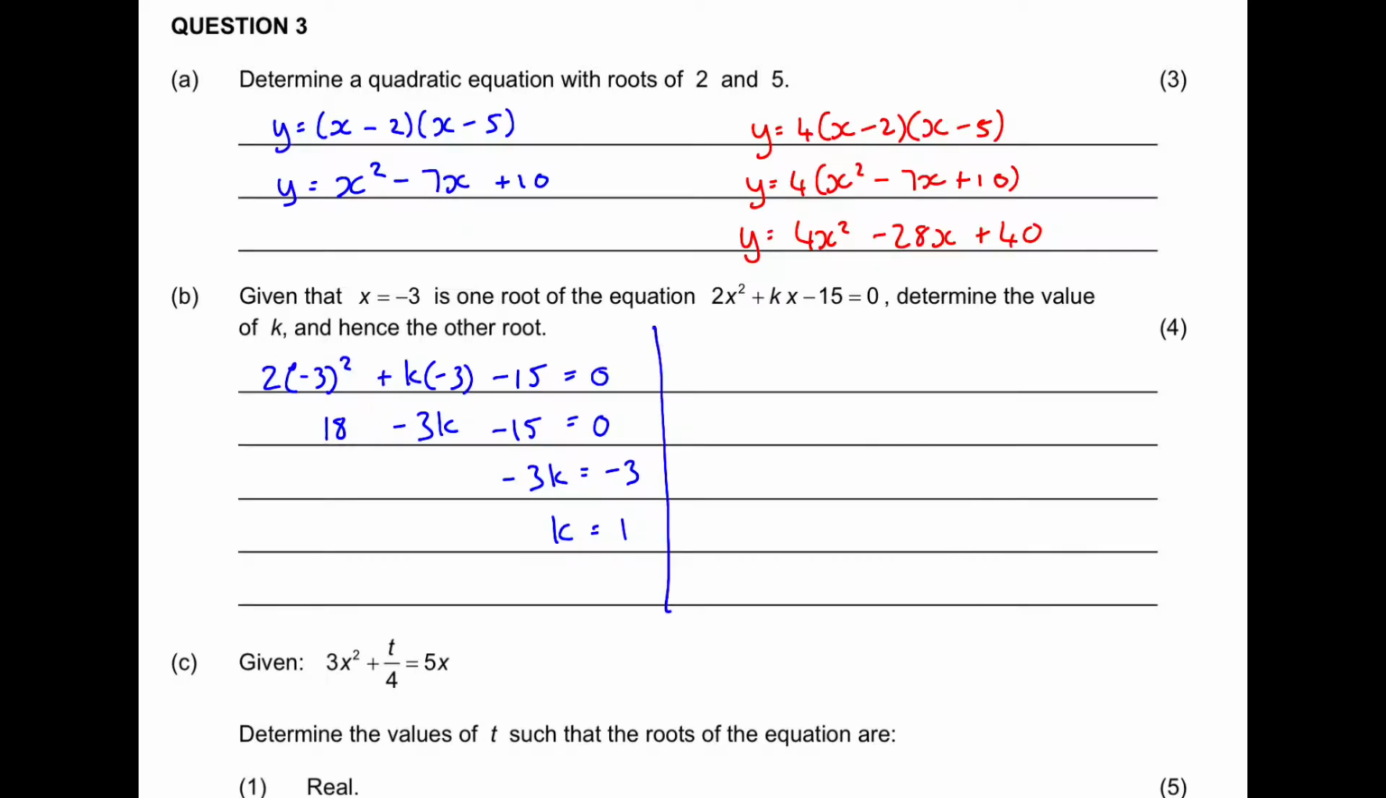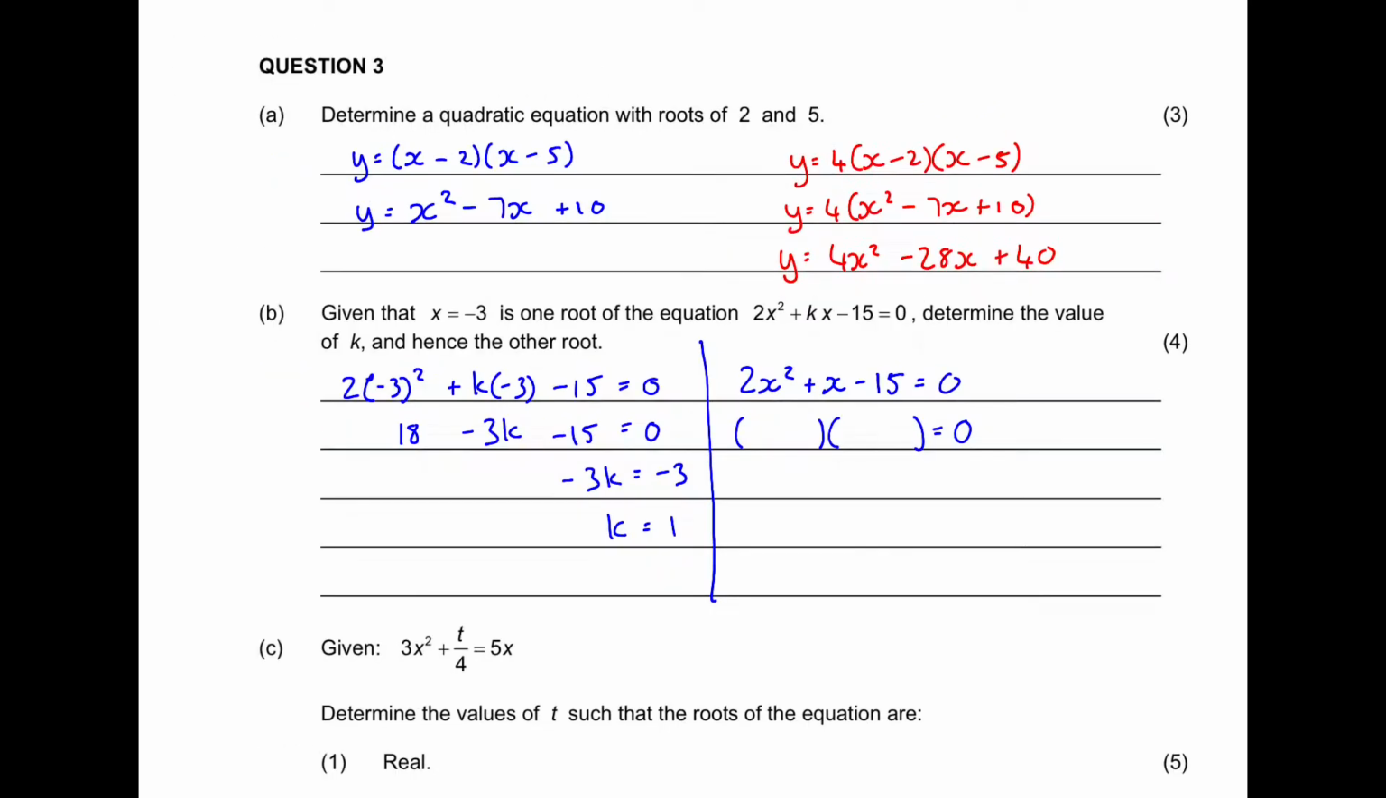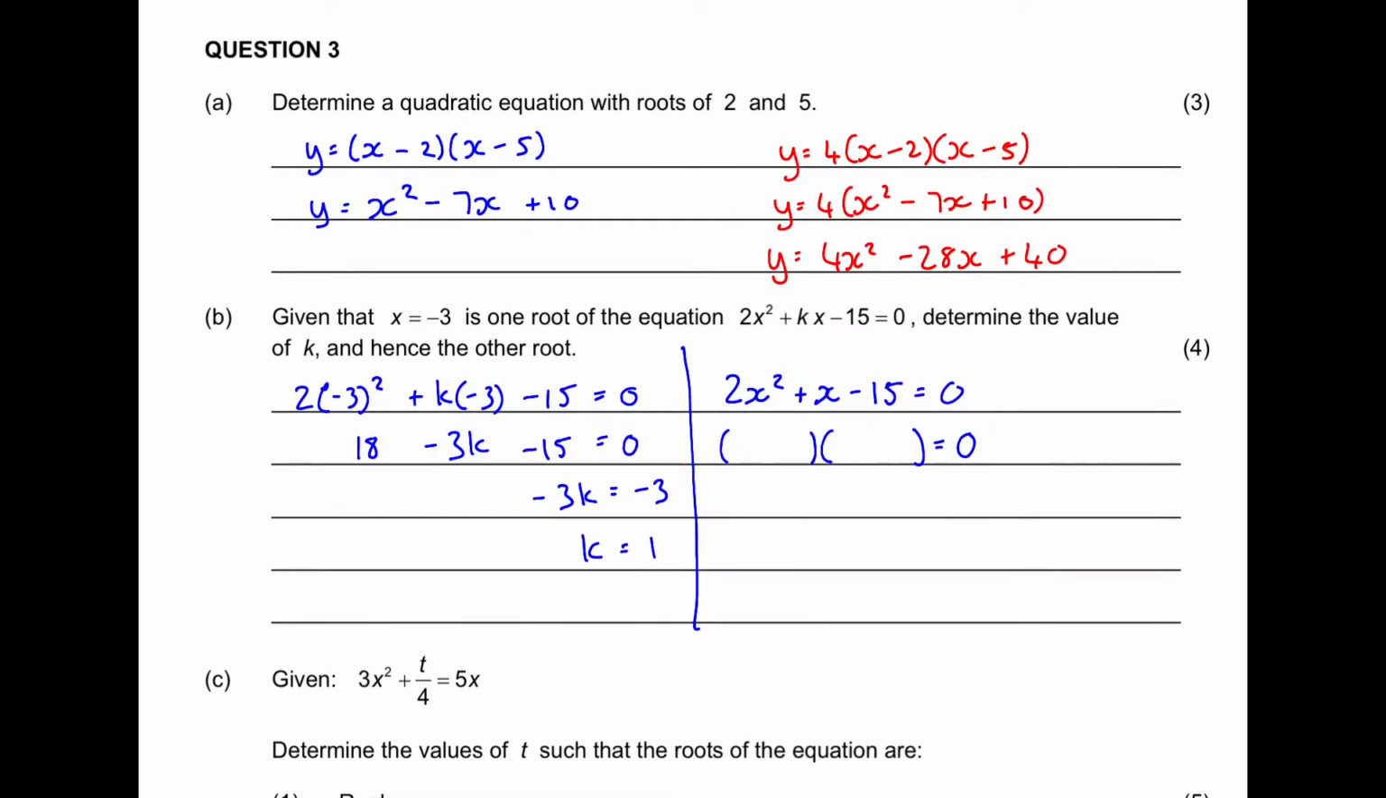So we can replace k with 1 in our equation, 2x squared plus 1x minus 15 equals 0, and now we can factorize. Factorizing is easy here, even though the coefficient is not 1, because they've already given you one root. So we know that if x equals negative 3 is a root, one of our brackets needs to be x plus 3.